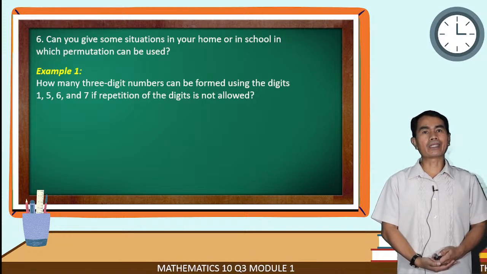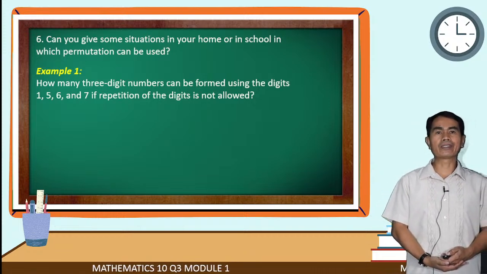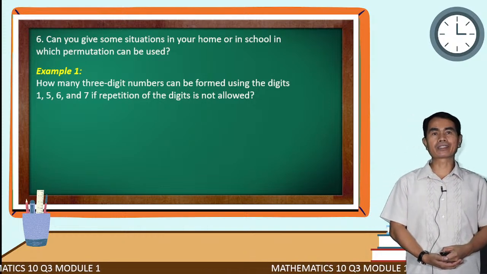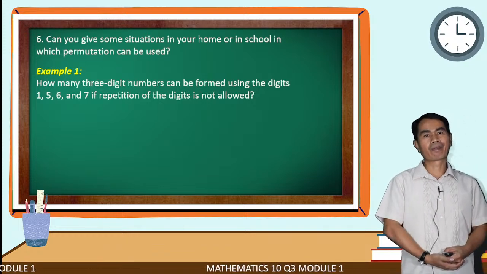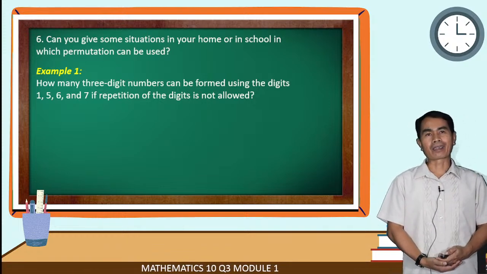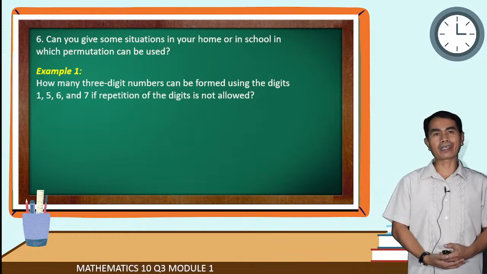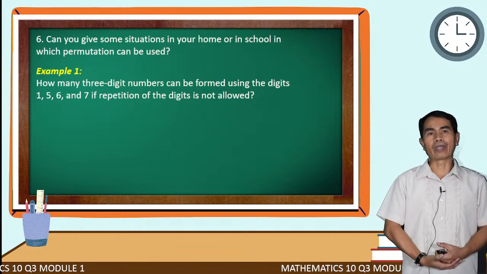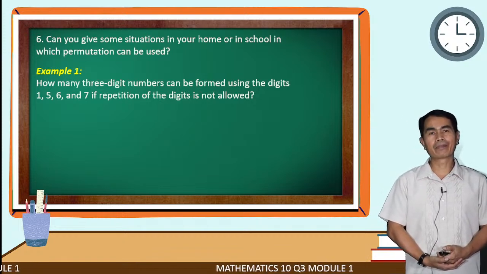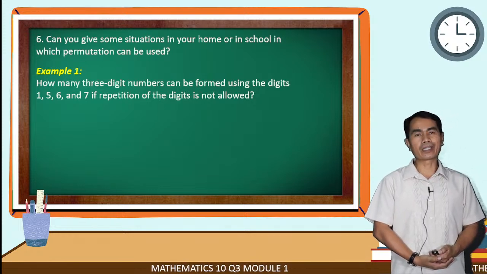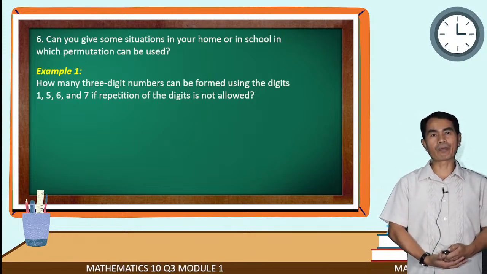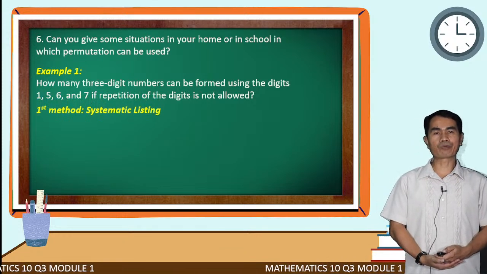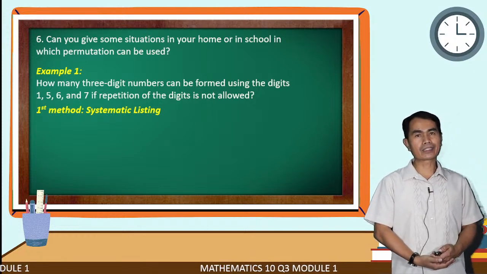How many three-digit numbers can be formed using the digits 1, 5, 6, and 7 if repetition of the digits is not allowed? Okay, so take note that there are three counting techniques we have just shown a while ago. We have the tree diagram, the systematic listing method, and the fundamental counting principle. We will apply these three counting techniques. Let's have the first one, the systematic listing method.